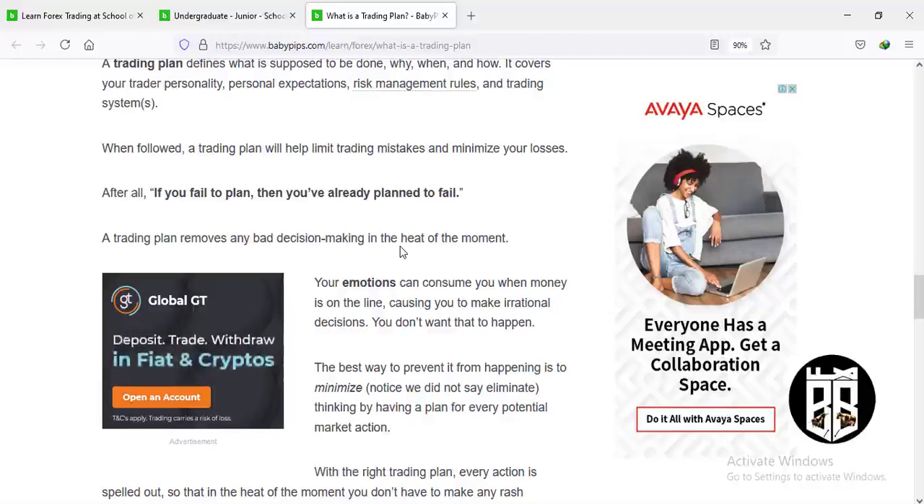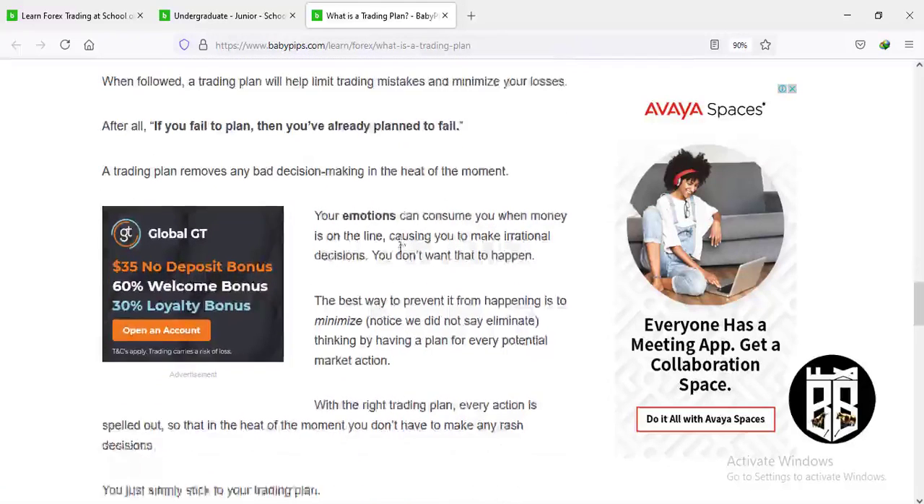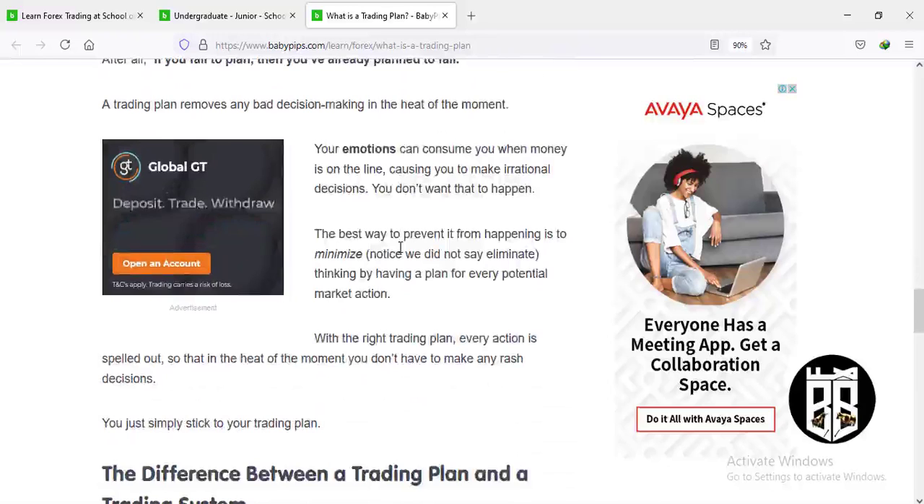Now, people who fail to have a trading plan have already planned to fail in the market. A trading plan removes any bad decision making in the heat of the moment. For example, let's say price is rallying up, making higher highs and higher lows, and you want to enter the market. If you don't have a good trading plan, you might enter the market for a buy when the market is already making a pullback to the downside.